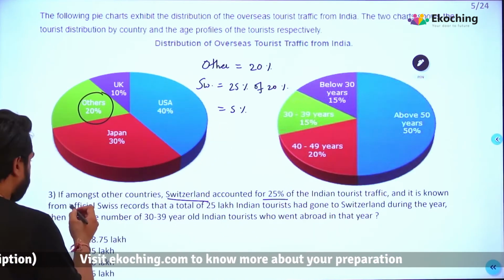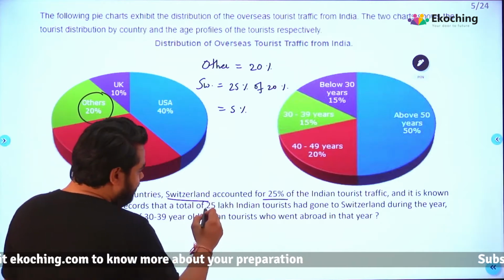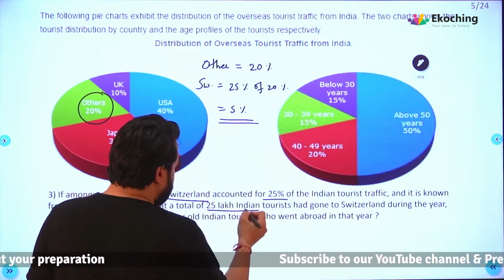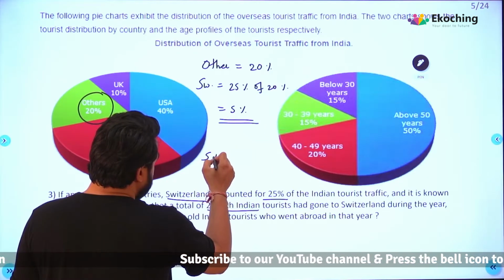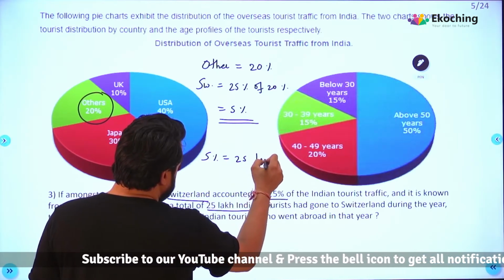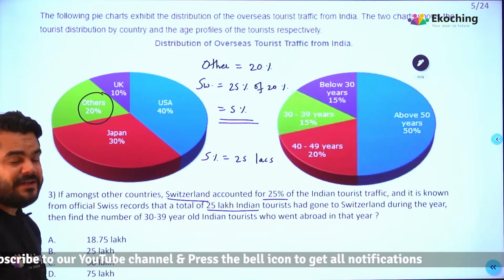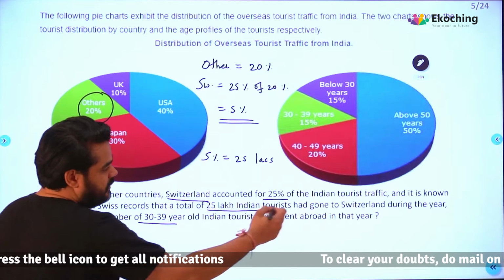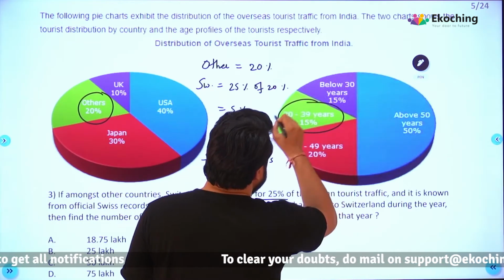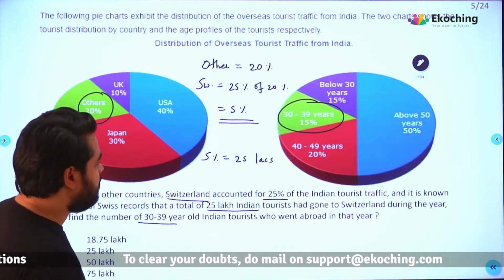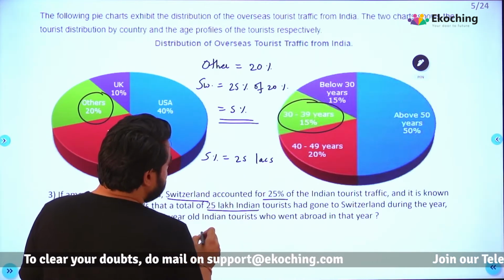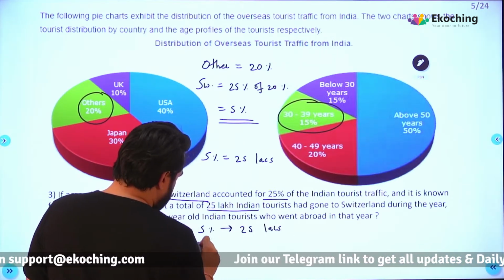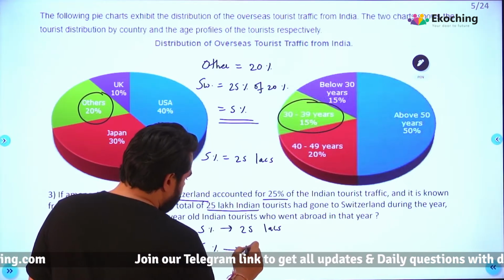And it is known from official Swiss records that a total of 25 lakh Indian tourists had gone to Switzerland during the year. So can I say that this 5% is equal to 25 lakhs, right? We can say that 5% is equal to 25 lakhs of Indian tourists. Find the number of 30 to 39-year-old Indian tourists who went abroad that year. 30 to 39, that is this 15%. So if 5% is 25 lakhs, 15% would be what? Obviously 75 lakhs.